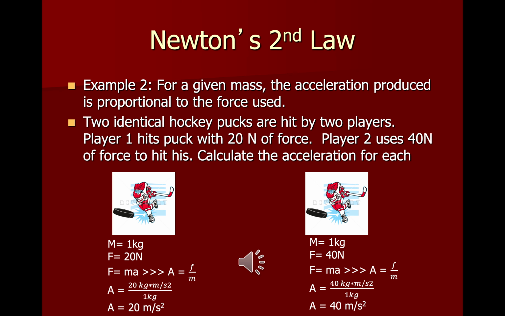All right, so again, the variables we're giving are going to be mass, and because they're the same object, they have equal mass, right? So they're each 1 kilogram. So I'm giving you that. And then the other variable we're given is the amount of force used, right? I said player 1 uses 20 newtons of force. Player 2 uses 40 newtons of force, right? Double the amount of force. So let's see what happens to the acceleration.